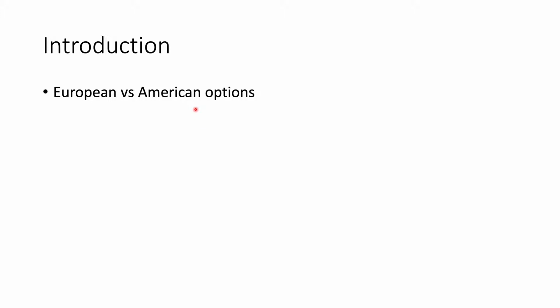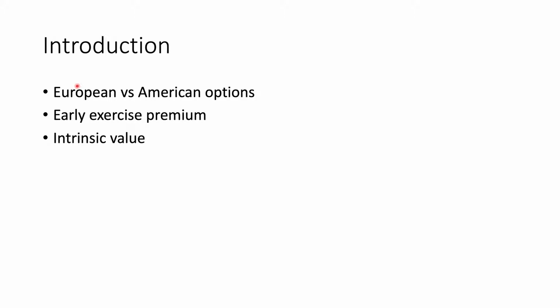Because the American option has that extra capability, you can say the American option has something called an early exercise premium over the European option. And because of that, the price of an American option is at least as great as the price of a European option.